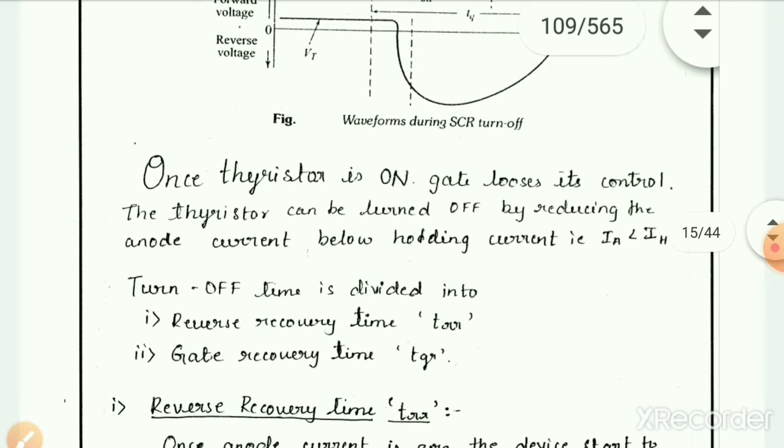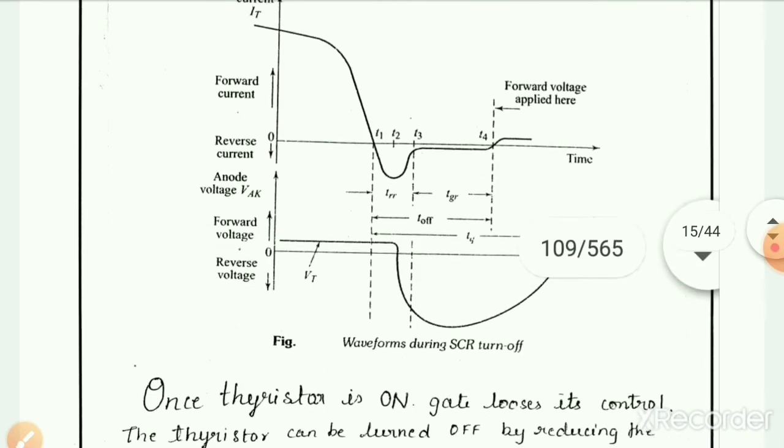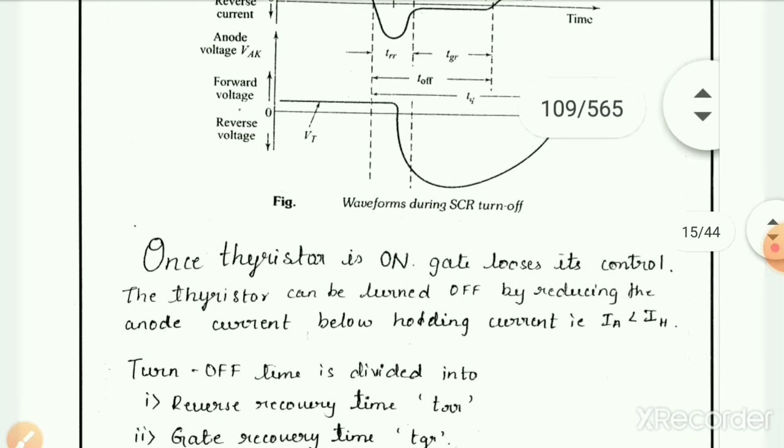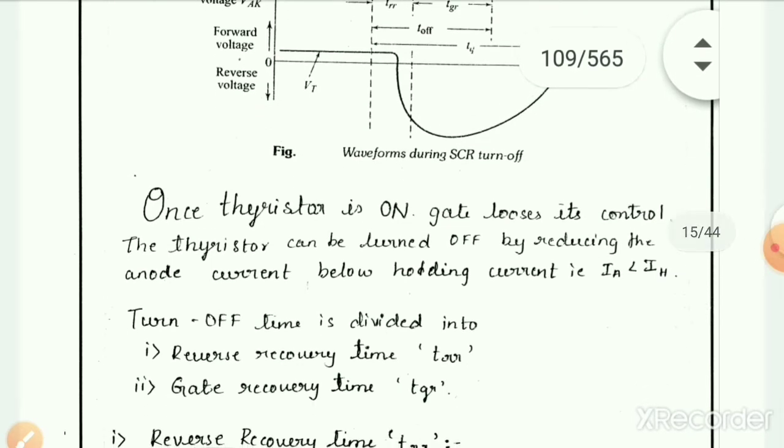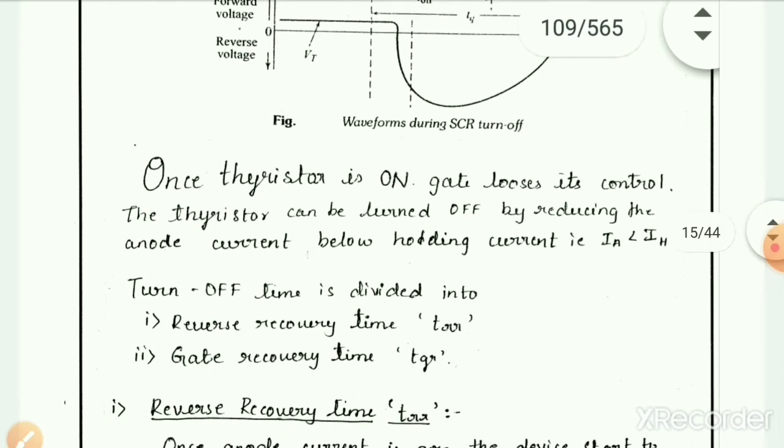Once the thyristor is on, as I said, it's a semi-controlled device, not a fully controlled device. Once the thyristor is on, the gate loses its control over its operation. Thus the thyristor can be turned off by reducing the anode current below the holding current. Once it is turned on, it does not have control over its operation, so it's a semi-controlled device.